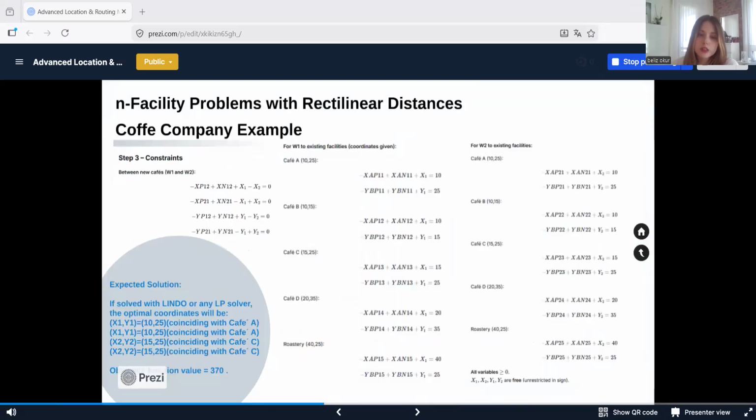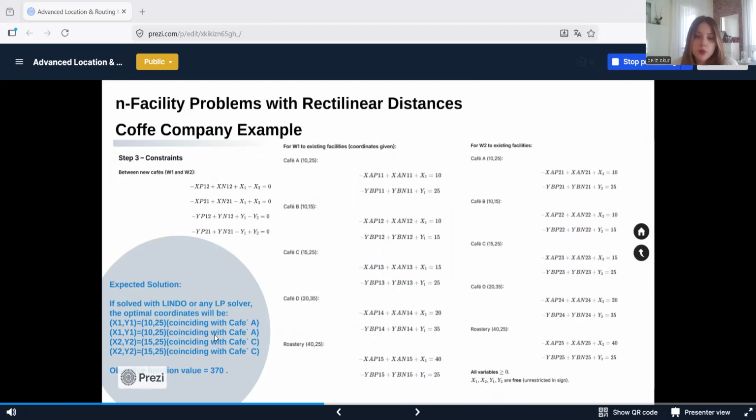Of course, a math model needs rules. In step 3, we set up our constraints. These equations simply connect the unknown coordinates of our new cafes to the exact known coordinates of the old cafes. It basically tells the computer how our map works so it doesn't break the rules. Once we have our objective and our rules, we feed this entire block of math into our solver software. The computer gives us our final perfect answer.